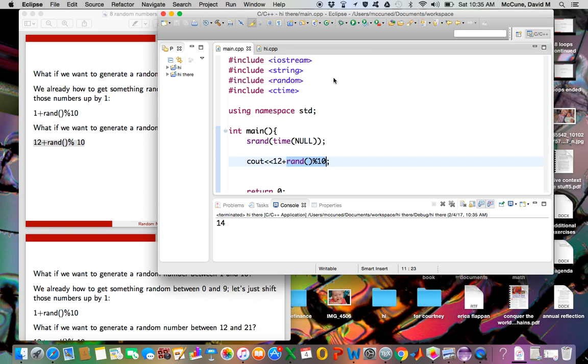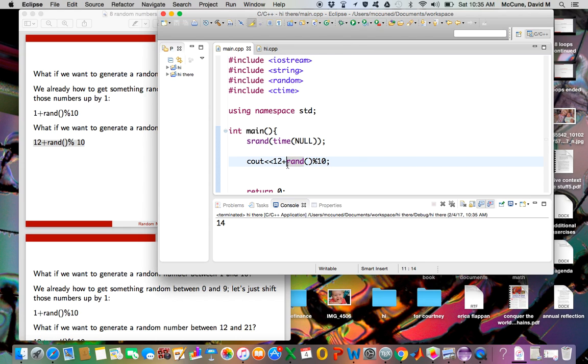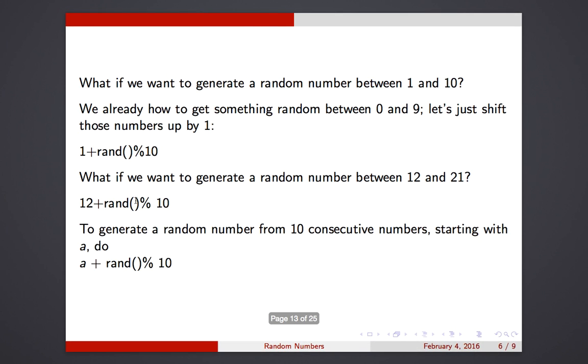Okay, so let's think about why it's saying 14. What must have happened was this little piece here gave you a 2. 2 is a number between 0 and 9. Oh, and then you upped that 2 by 12 to get you a 14. Okay, so to generate a random number from 10 consecutive numbers, starting with the number A, this is the line of code you need. So give me a number between 0 and 9, and then up it by A when you're done.